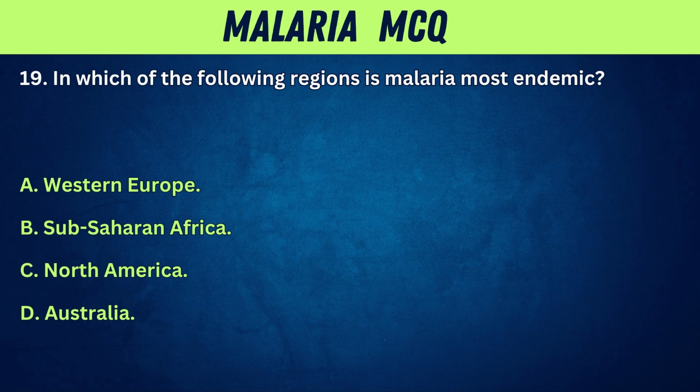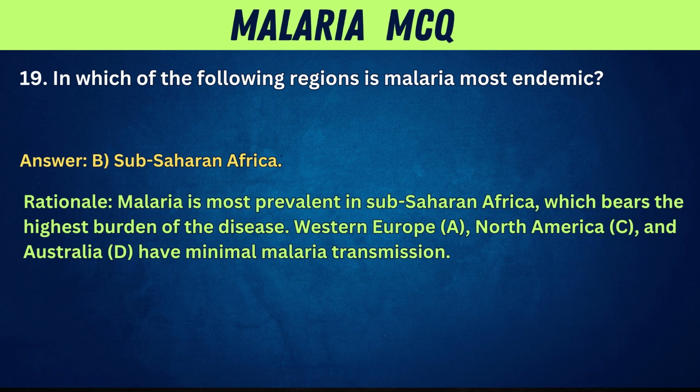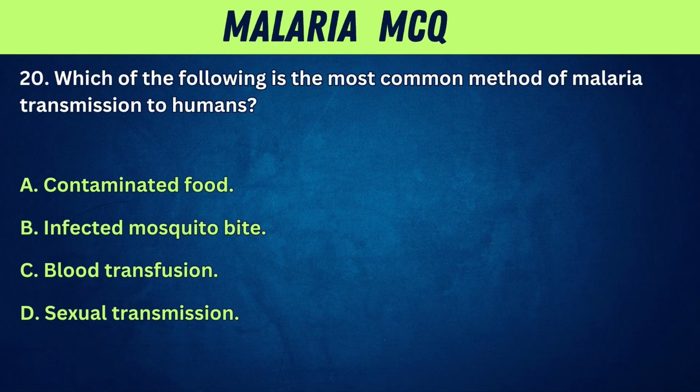19. In which of the following regions is malaria most endemic? A. Western Europe. B. Sub-Saharan Africa. C. North America. D. Australia. Answer: B. Sub-Saharan Africa. Rationale: malaria is most prevalent in Sub-Saharan Africa, which bears the highest burden of the disease. Western Europe, A, North America, C, and Australia, D, have minimal malaria transmission. 20. Which of the following is the most common method of malaria transmission to humans?